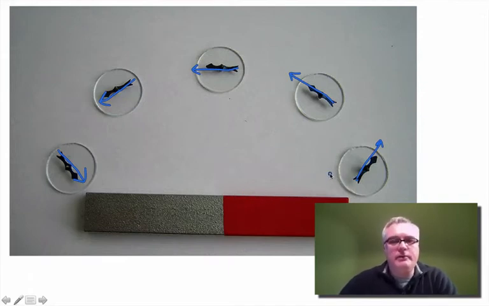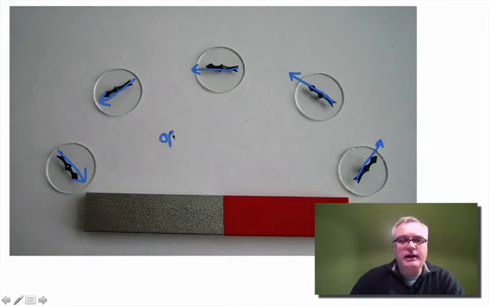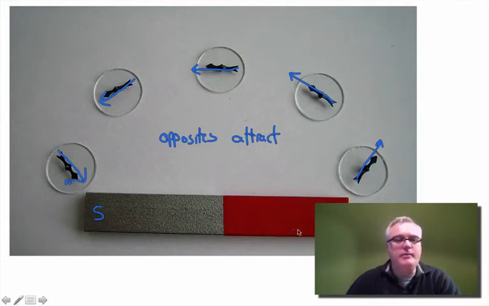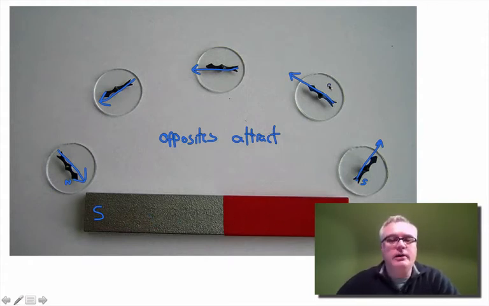And after experimenting, we discovered that opposites attract, just like in electricity. So because this is the north pole of our compass, because it's attracted to this end of the bar magnet, we now know this end of the bar magnet must be a south pole. And this part of the magnet, which is the south pole of the compass, must be attracted to the north pole of the magnet. So we're now able to use our compass to determine the polarity, or which pole we are looking at on a magnet.